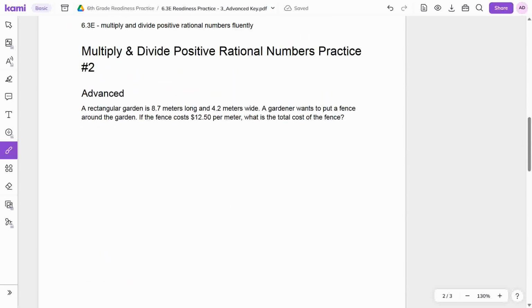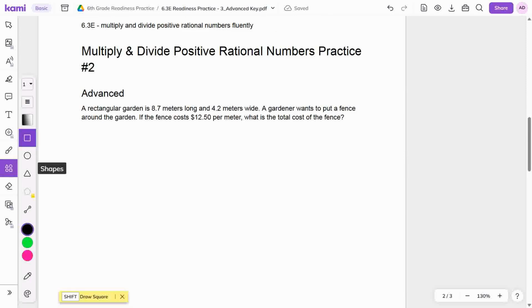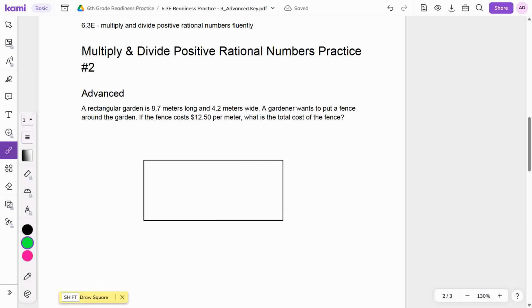All right. For our next problem, we have a rectangular garden, and we can just get a real quick garden shape here. We can say that it is 8.7 meters long, 4.2 meters wide, and we want to put a fence, and it costs $12.50 per meter.